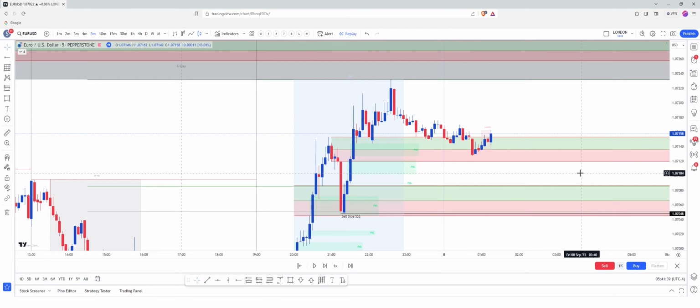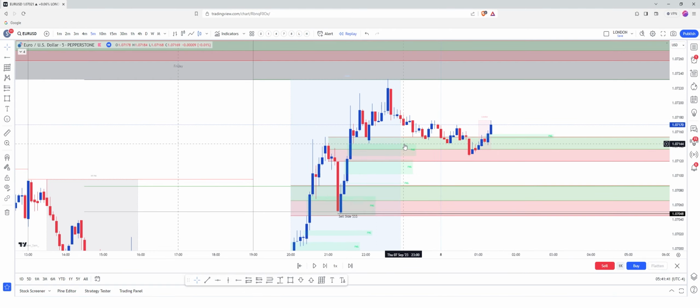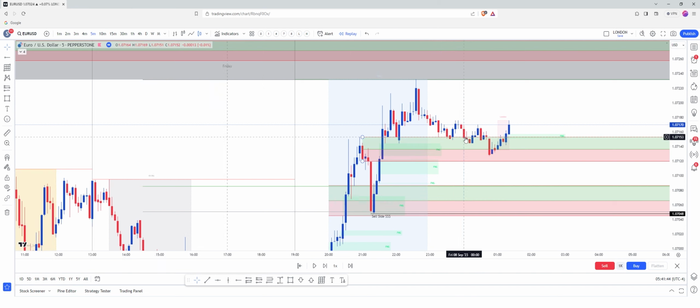So London has now opened. We've respected the 50% of that 15-minute fair value gap. So we've still got bullish price action here.